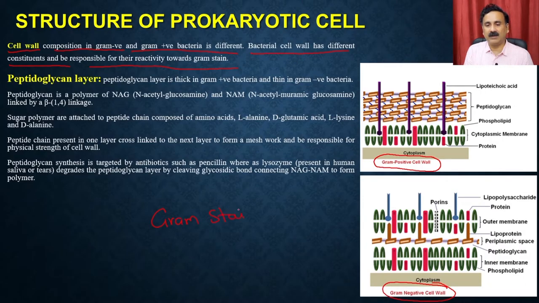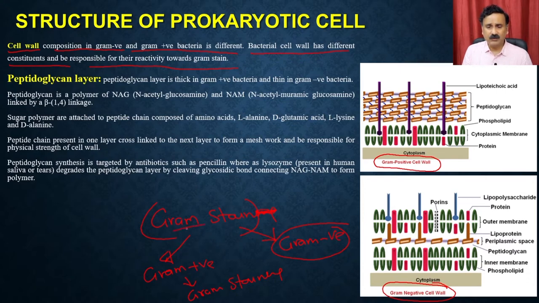And because of the gram stain, they are classified either as gram positive, which means they are going to give you the staining, or as gram negative if they are not going to give you the gram staining. Based on this only, the gram staining, bacteria are classified as gram positive or gram negative. So let's see what the different components present in a cell wall are.